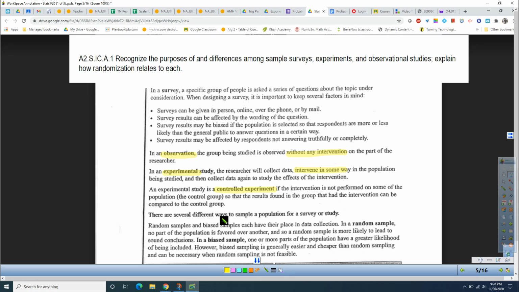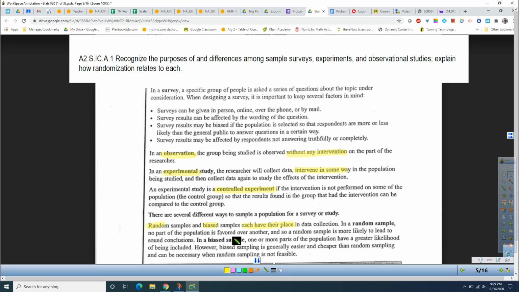Okay, now there's several ways to take a sample of a population for a survey or a study. Now, random samples and biased samples each have their place in data collection. People don't always remember that. In a random sample, no part of the population is favored over another, and so a random sample is more likely to lead to sound conclusions. So this is what we're looking for.